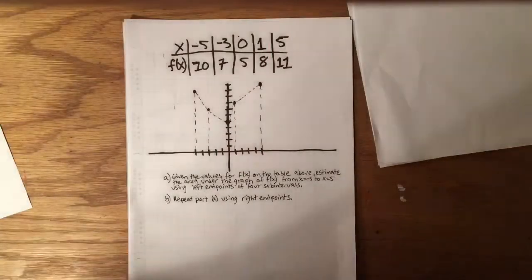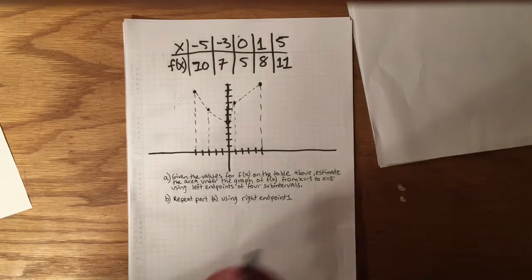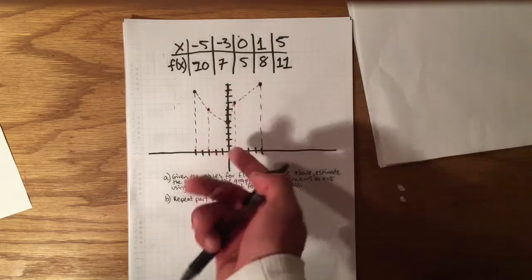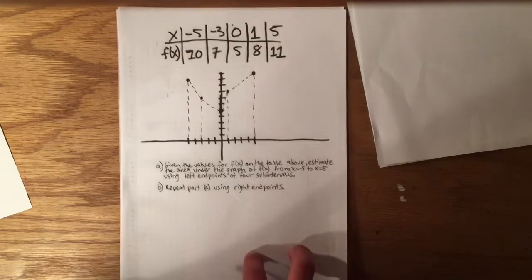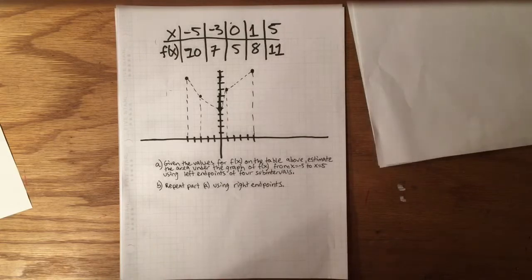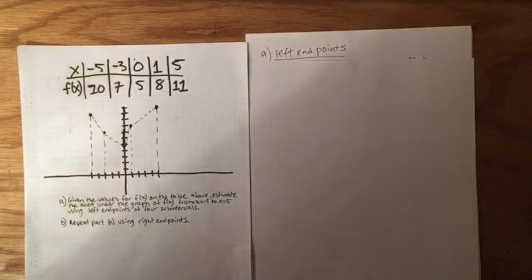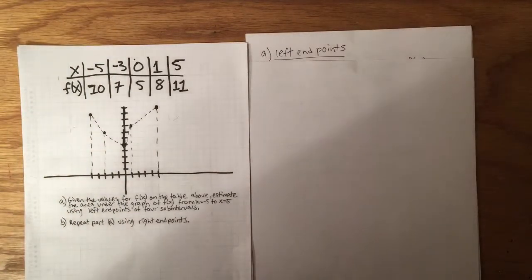Okay, so for this problem, it gives us a table of values, and here it shows what this table represents on a graph. This problem is asking us, given the values for f of x on the table above, to estimate the area under the graph of f of x from x equals -5 to x equals 5 using left endpoints of 4 sub-intervals. Part A wants the area using your left endpoints.